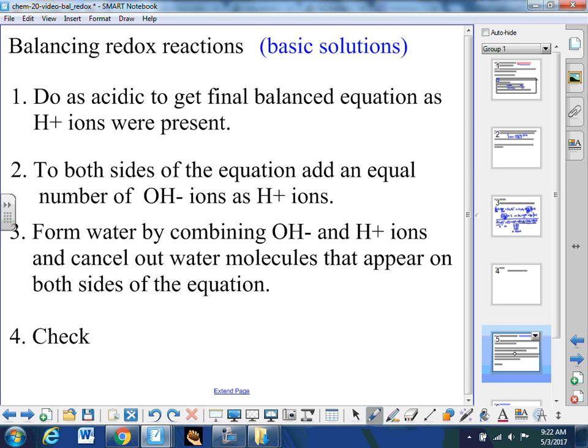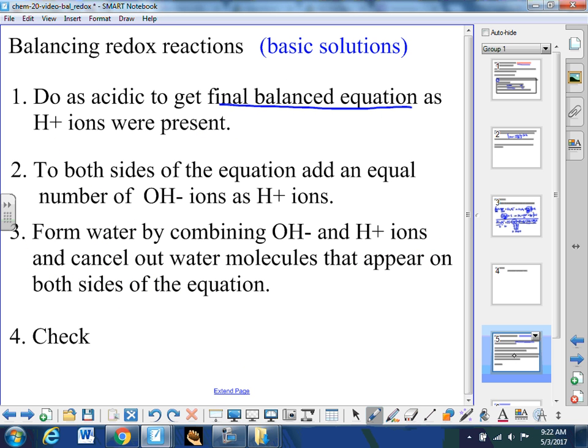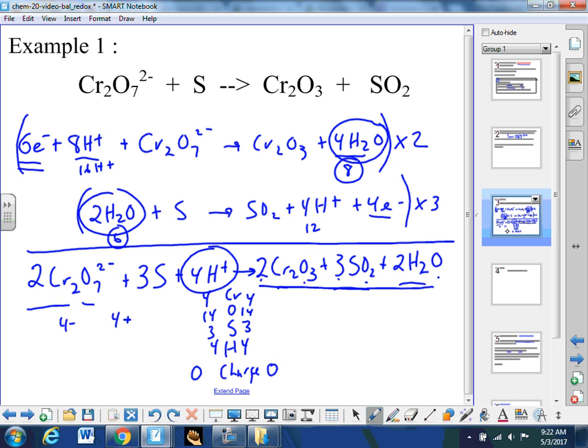For basic solutions, we're going to do exactly as we did the acidic solution and get a final balanced reaction. But if we go back to the one we just did, here we see that there are hydrogen ions present. That is okay for an acidic solution, but you cannot have hydrogen ions in a basic solution. And so we're going to add the same number of hydroxyl ions as the number of hydrogen ions that you found in that balanced one. So if this reaction was in a basic solution, I would have to add 4 hydroxyls to both sides to neutralize those hydrogen ions, and then reduce would be the last step.